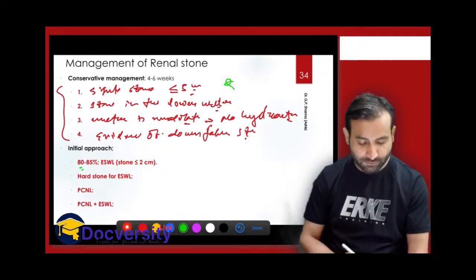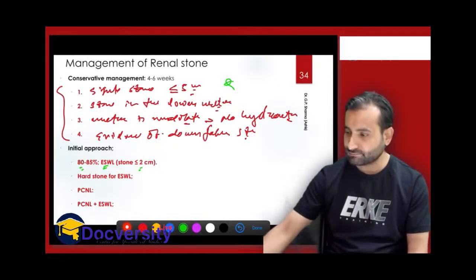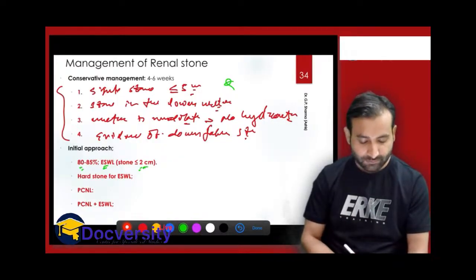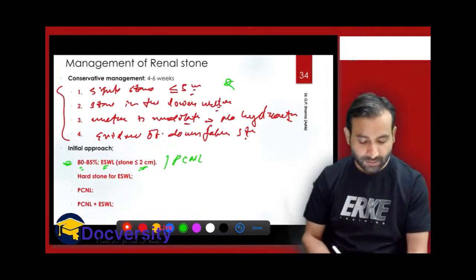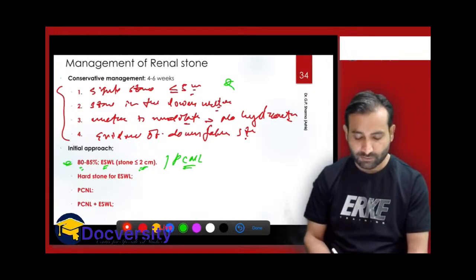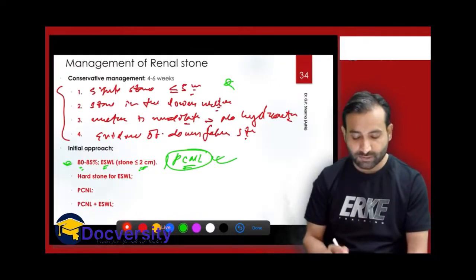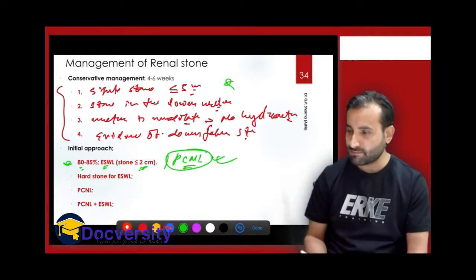And initial approach, we do for 80 to 85% of the stone can be treated with ESWL if the stone is less or equal to 2 centimeter size, right? Usually we do ESWL for the stone size less or equal to 2 centimeter. Sometimes we also use the PCNL. According to the surgeon, they choose either PCNL or ESWL. Among these two, if they ask you which is the first or best choice, then please choose the PCNL. Please remember this one.